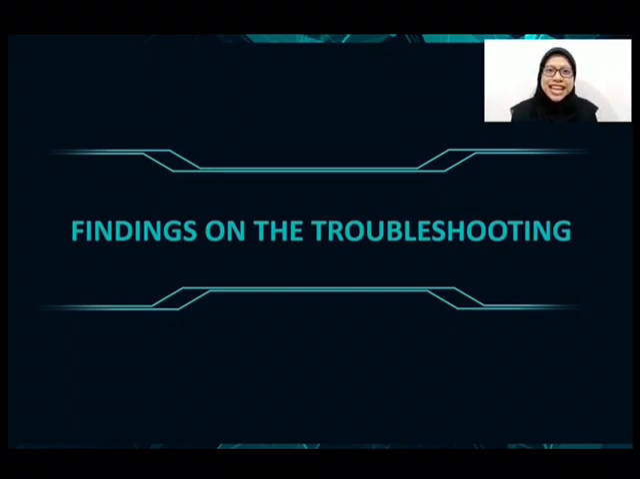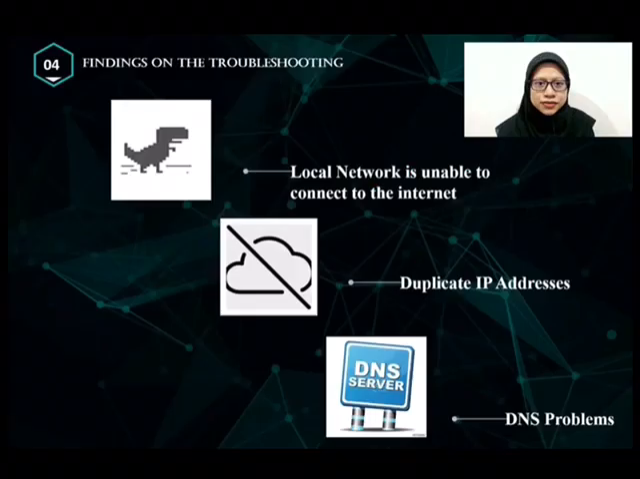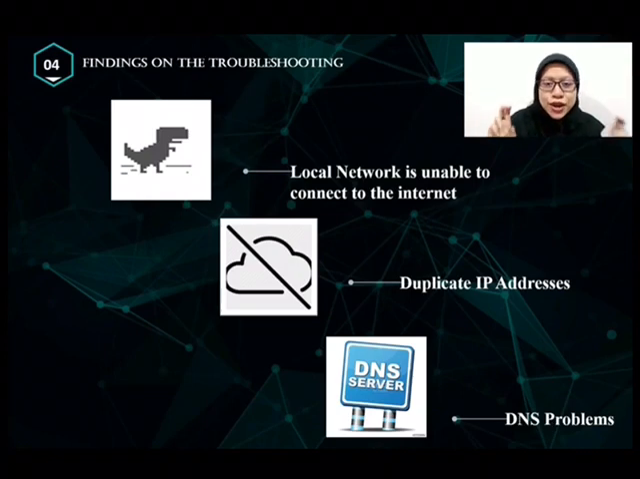So now, let's talk about findings on the troubleshooting. What we found in this issue is, first, the local network is unable to connect to the internet. The second problem is a duplicate IP address. We will see an address already in use error when two devices try to share a single IP.